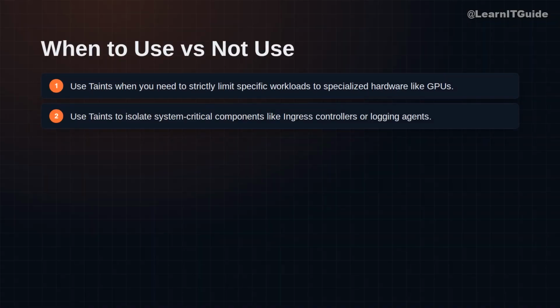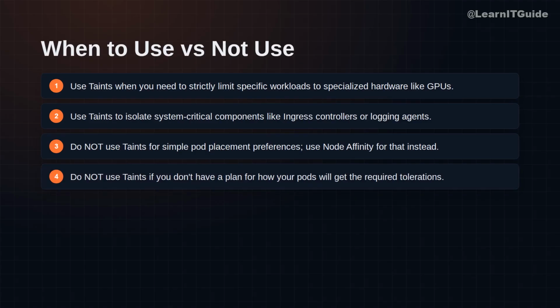So when should you use this? Use taints when you need to strictly limit specific workloads to specialized hardware like GPUs, or to isolate system-critical components like ingress controllers. However, do not use taints for simple pod placement preferences, as node affinity is better for that, and definitely do not use them if you don't have a plan for how your pods will receive those required tolerations. Use these criteria to decide if this tool is right for your situation.